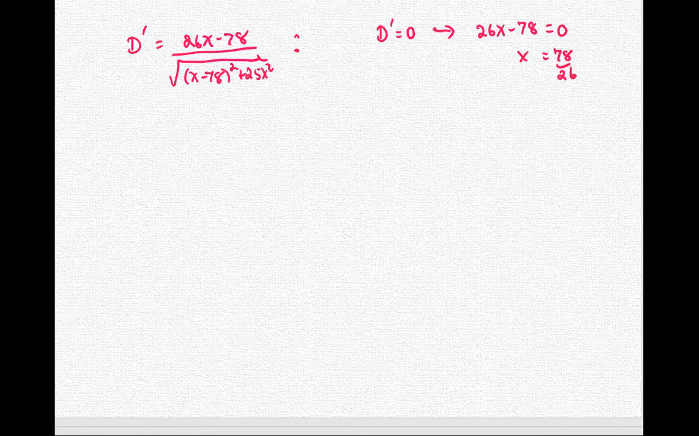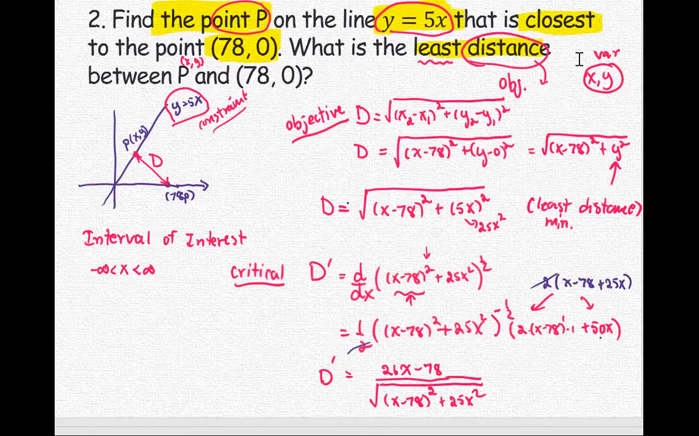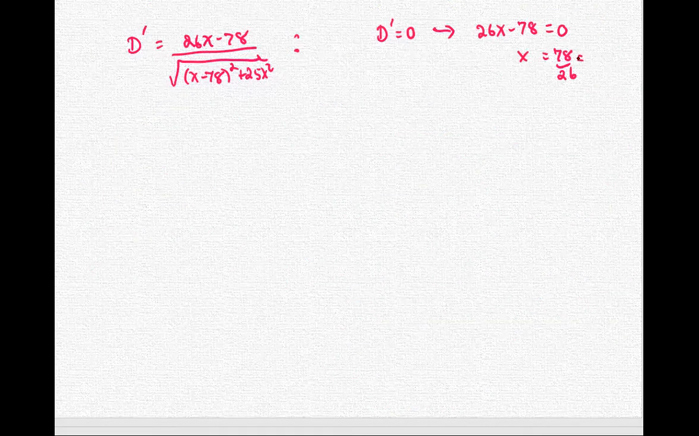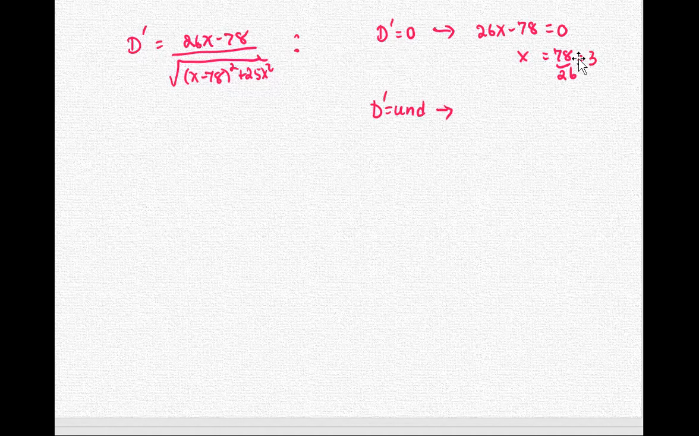Okay, and get the number out. It's a calculator. That comes out to be a very nice number, 3. And the other case, where D prime is undefined, we pretty much toss this case away.